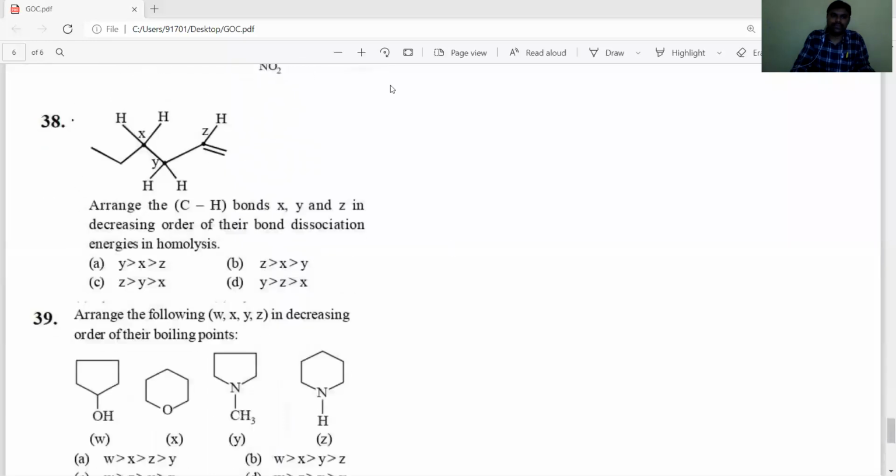Let's go for the next question, dear students. It is very important and very easy. We have to identify the correct bond dissociation energies. The bond dissociation energy in homolytic fission: in homolytic fission, what will form, dear students? Free radicals are formed. Now, which carbon-hydrogen bond breaks easily, and which requires more energy? We need to write the correct bond dissociation energy order. Okay.